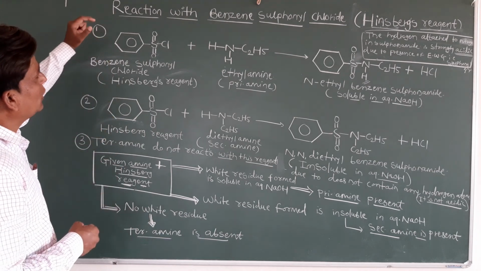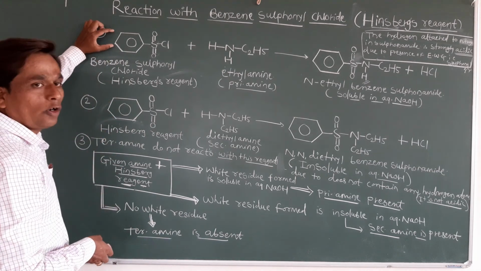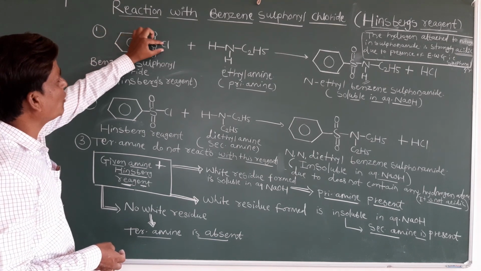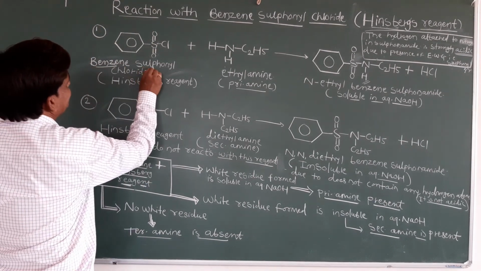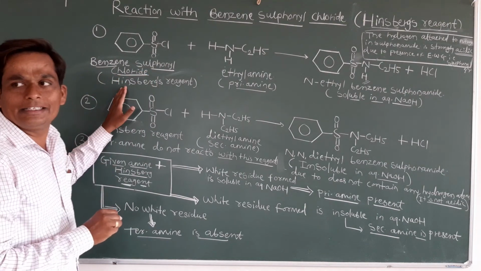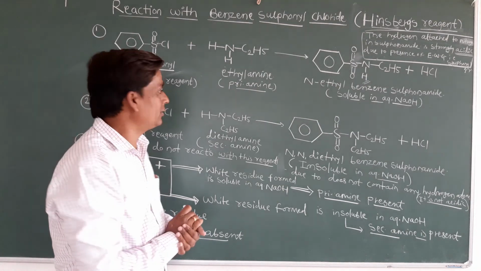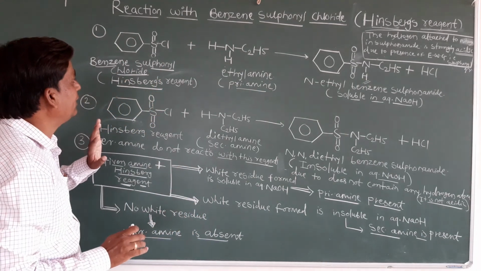So benzene sulphonyl chloride. This is the structure of benzene sulphonyl chloride: benzene ring, S double bond O, S double bond O, Cl. It is a benzene sulphonyl chloride, and this benzene sulphonyl chloride we can say is a Hinsberg reagent. Okay students, this is what Hinsberg reagent is.